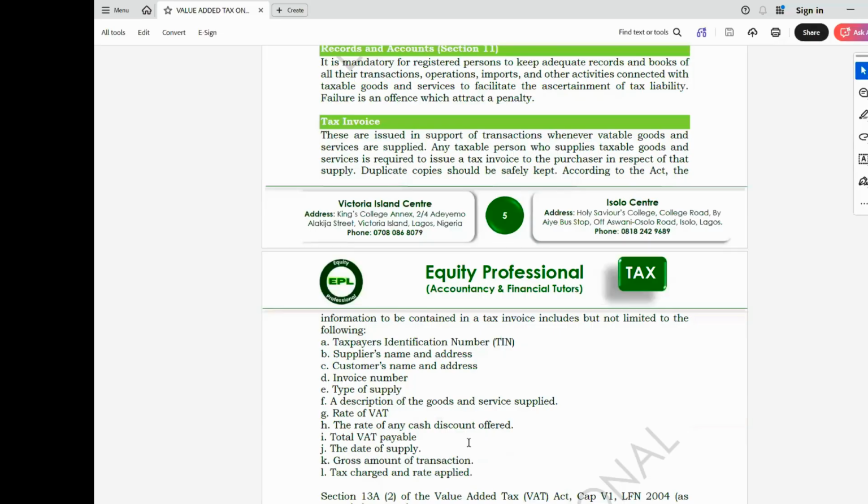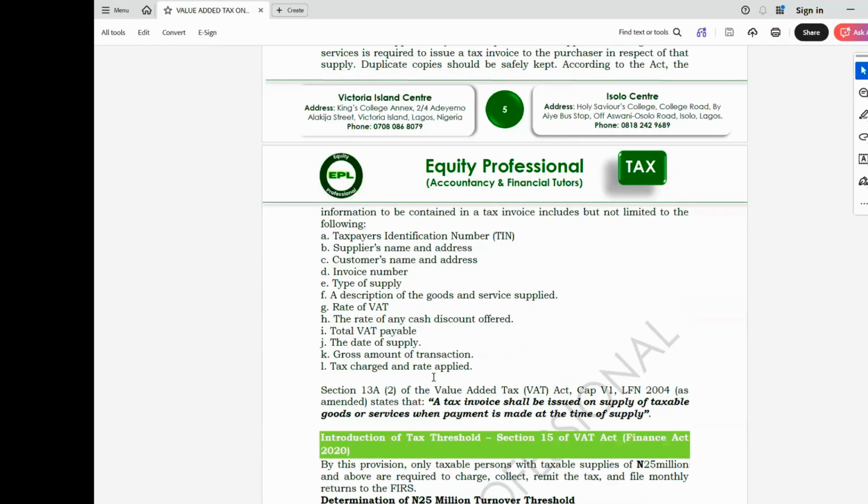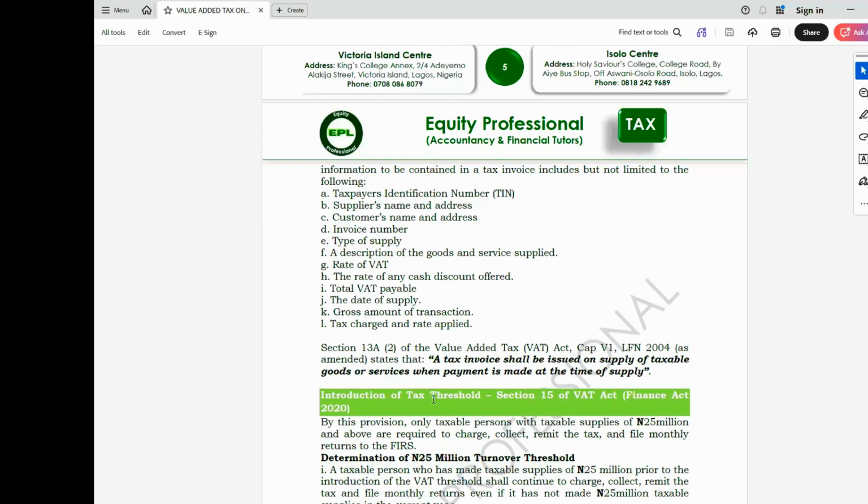So apart from keeping record of your transaction and having a tax invoice, the tax law in the Finance Act 2020 introduced what is called the VAT threshold. This threshold simply means that not all taxable persons who trade in vatable goods and services will be liable to payment of VAT. Not all taxpayers who trade in taxable goods and services are expected to charge VAT on those taxable activities.